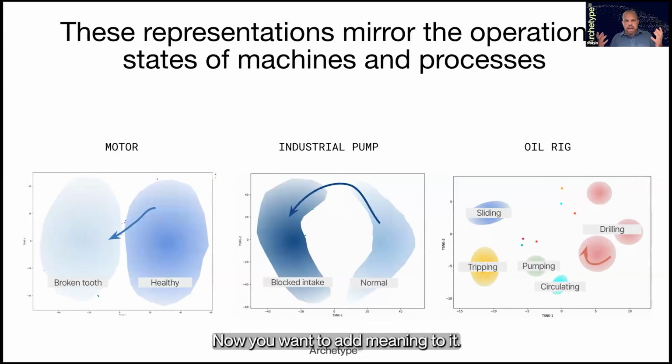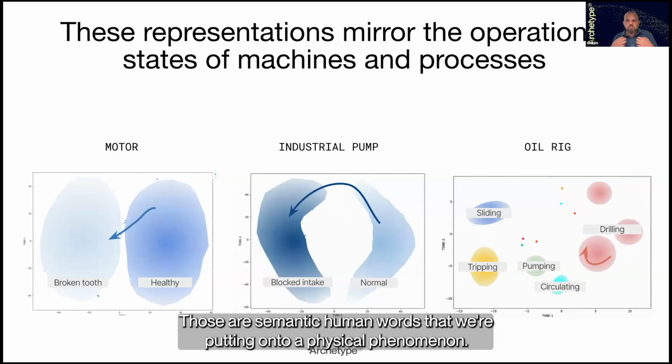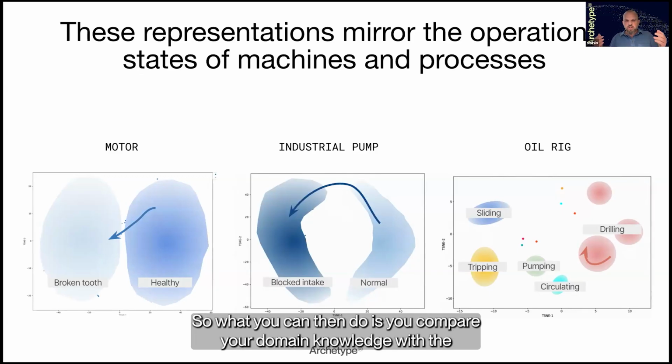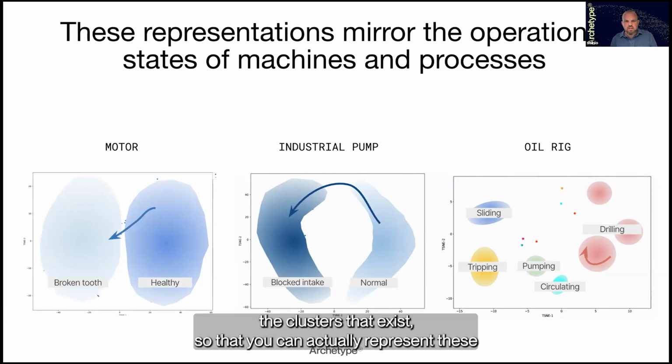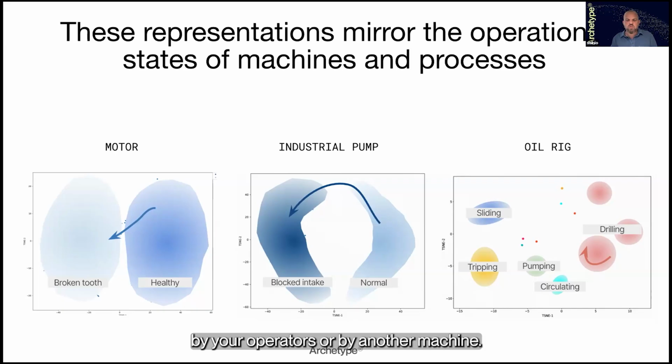Now you want to add meaning to it. Those physical things, such as a blocked intake versus gas interference, those are semantic human words that we're putting onto a physical phenomenon. So what you can then do is pair your domain knowledge with the clusters that exist, so that you can represent these in something that's actually actionable by your operators or by another machine.